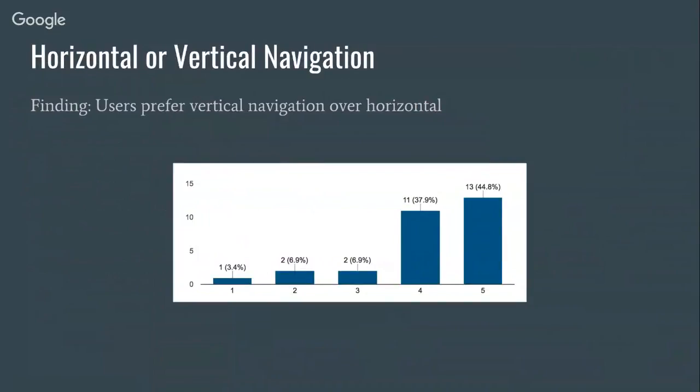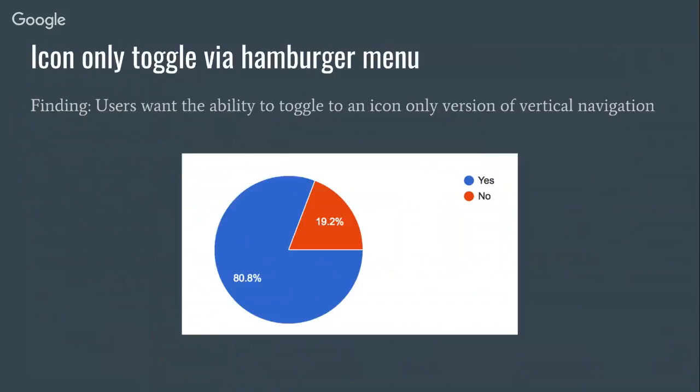overall, users prefer vertical navigation over horizontal. So you can see here on a scale of 1 to 5, where 5 was they really liked it, 1 was they really did not like it, 3 was kind of like they had no opinion. 24 out of the 28 people were very happy with the change from a preference perspective. And if we go to the next slide, we also talked about having the toggle only icon. And this was more of a, do you find this useful? Yes or no. So 80% of the people actually found that that was a useful feature.